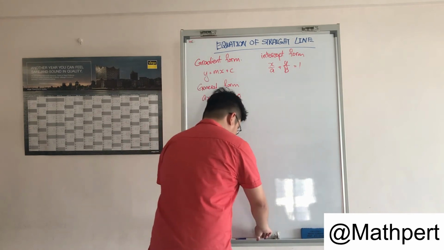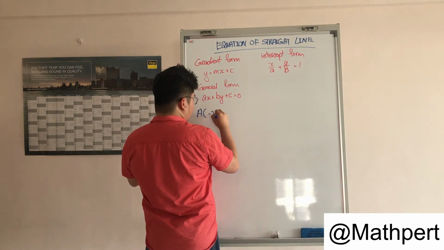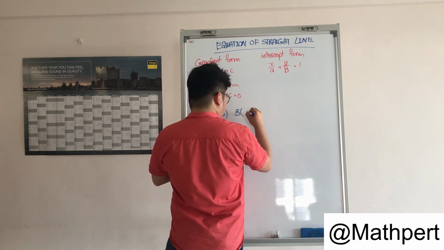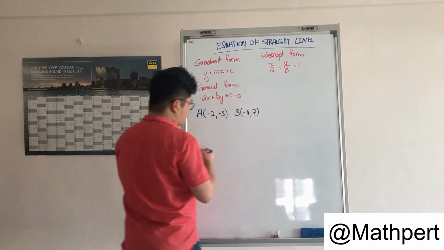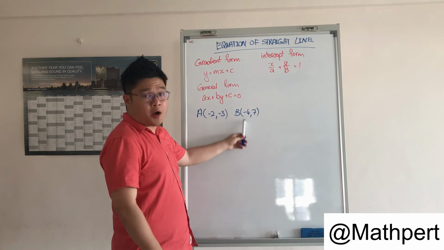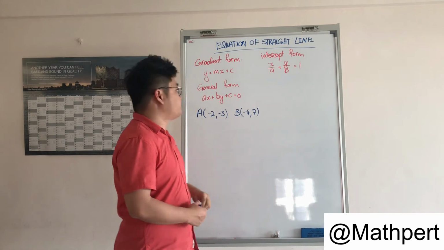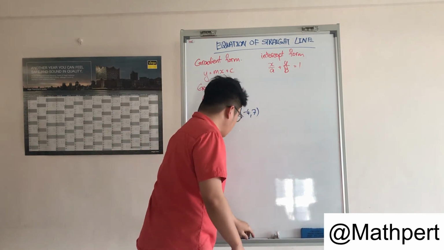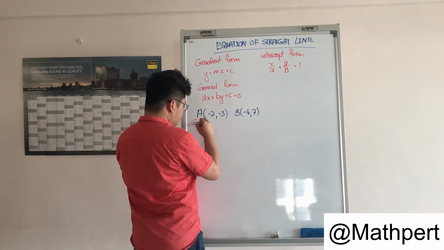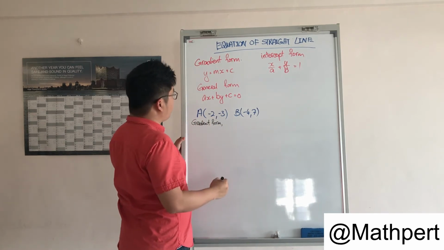Okay, given by the question, 2 points. Point A (-2, -3). Point B (-4, 7). Let's generate the equation of the straight line using these 2 points, in three forms: gradient form, general form, and intercept form. Let's start with gradient form first.